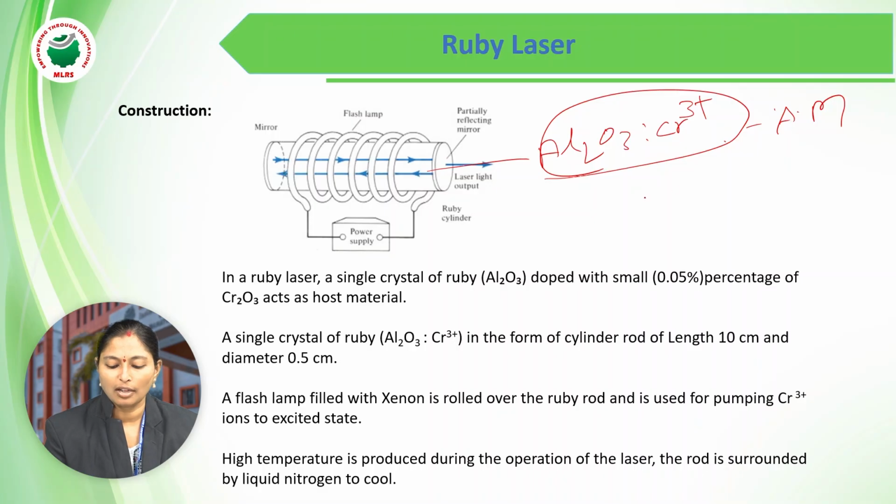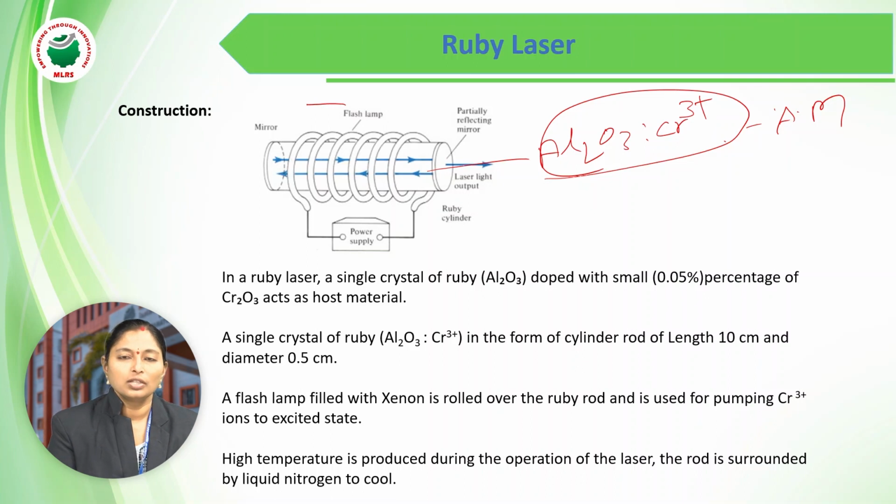This xenon flash lamp rolled over the ruby rod is our pumping source, and two mirrors are placed parallel to the ruby rod. These two mirrors act as an optical resonator. The length of the ruby rod is about 10 centimeters and the diameter is 0.5 centimeters.